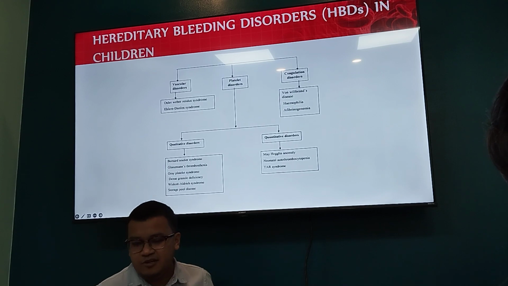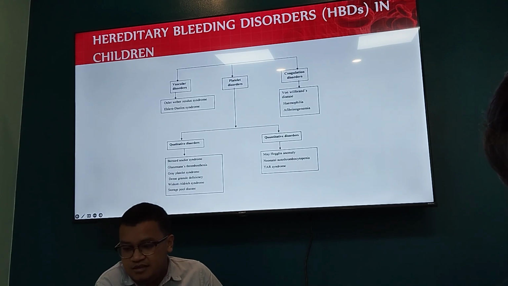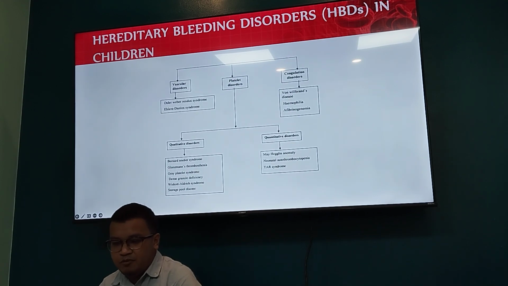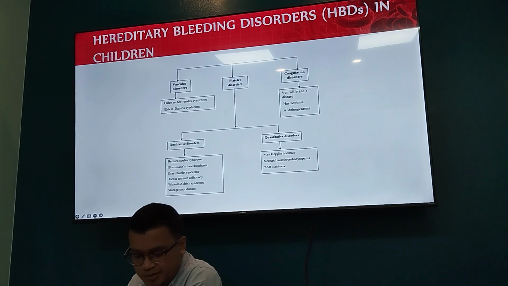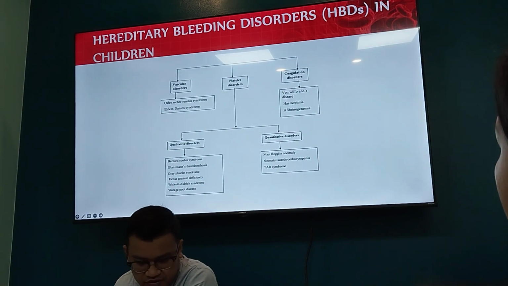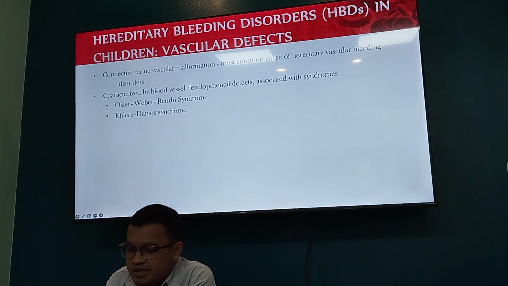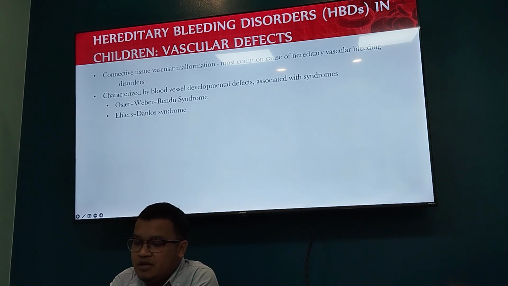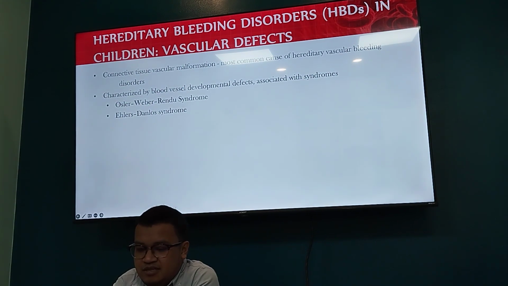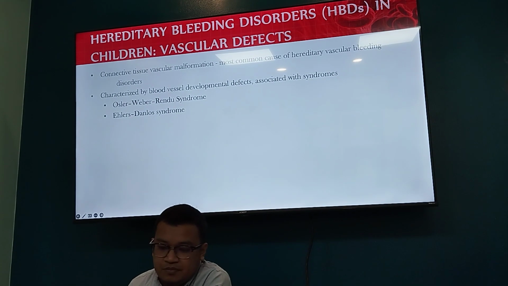Alright, so as discussed earlier, hereditary bleeding disorders are classified in 3 broad categories: vascular causes, platelet defects, and coagulation factor deficiencies. For vascular causes, the most common cause of hereditary vascular bleeding disorder is connective tissue vascular malformation. They are characterized by blood vessel development defects and are associated with syndromes. So classic examples of bleeding diathesis are the Osler-Weber-Rendu syndrome and the Ehlers-Danlos syndrome.